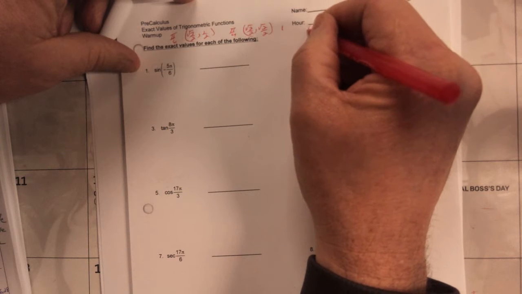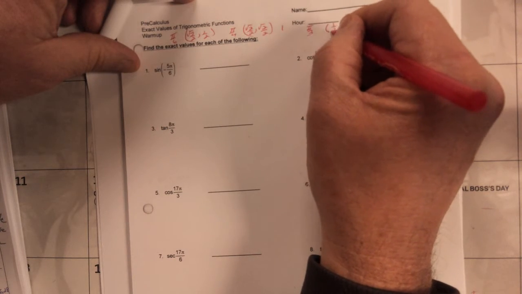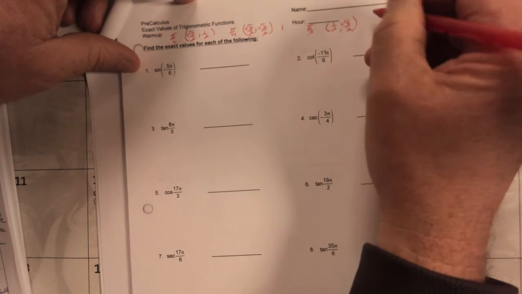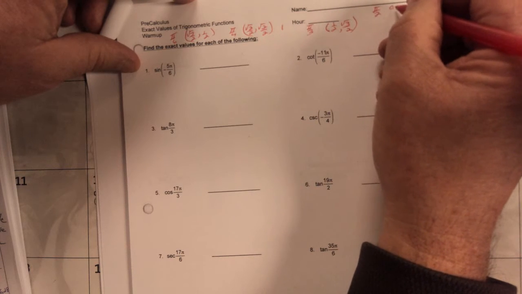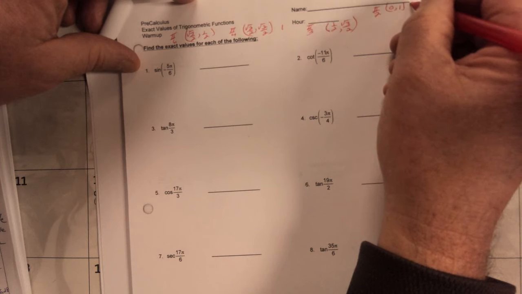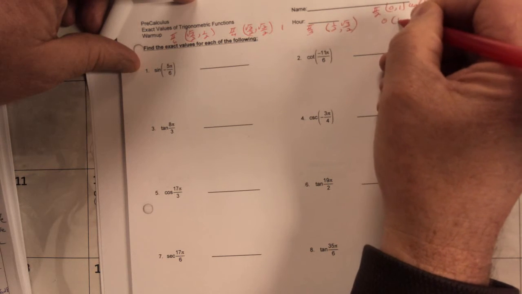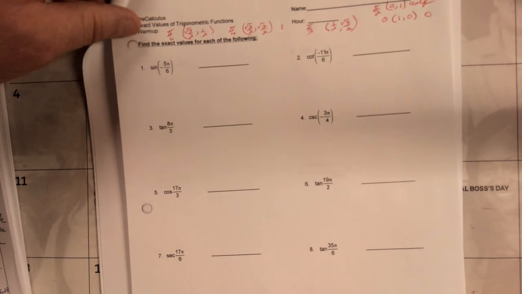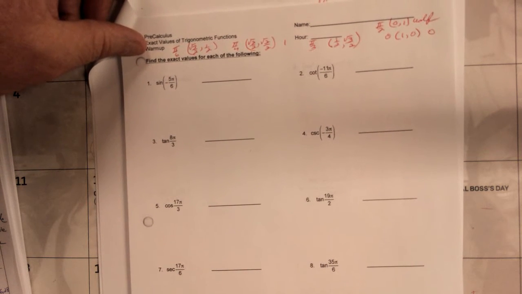If we take pi over 3, we know the ordered pair is 1/2, root 3 over 2. If we take pi over 2, we know it's 0, 1, and undefined. And if we take 0, we know it's 1, 0, and 0. That's cosine, sine, and tangent. So without doing any work, and I'm just going to be a little frank with you because I got to move a little bit here.